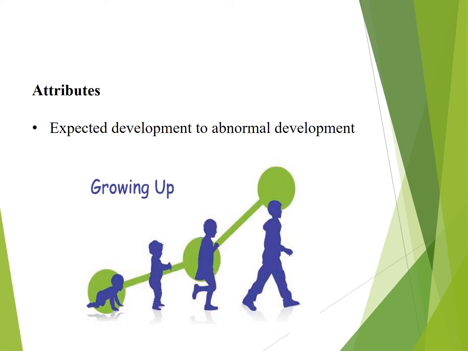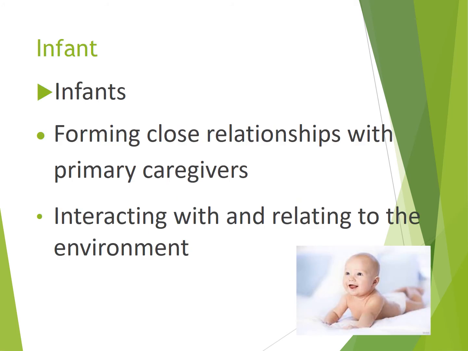Attributes range from expected development to abnormal development, and this is found in your Giddens book, pages 5 to 6. We have to know what is expected for normal development to recognize what is abnormal. I will just briefly talk about different stages, but you must dig deeper into your textbooks to find the inclusive picture of development. So we look at infants.